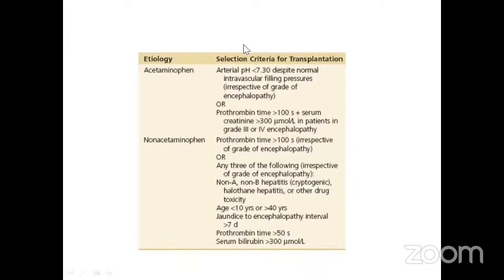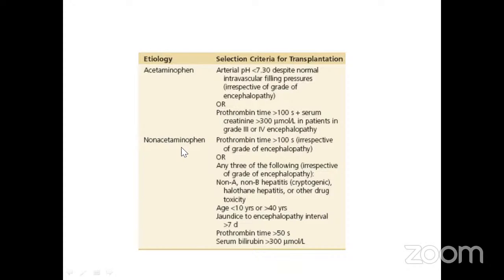This is the King's College scoring for transplantation, where transplantation is indicated for acetaminophen poisoning or non-acetaminophen poisoning. The acetaminophen poisoning selection criteria include arterial pH less than 7.3, or prothrombin time of more than 100 seconds plus serum creatinine of more than 300 micromoles per liter with grade 3 and grade 4 encephalopathy.